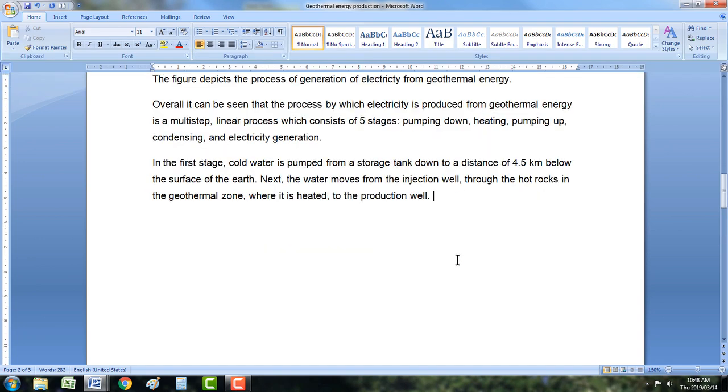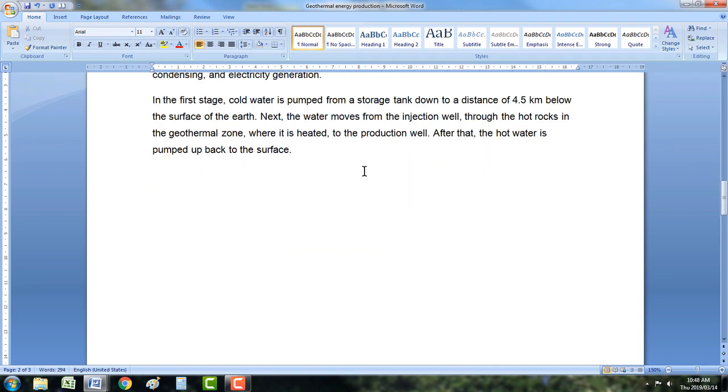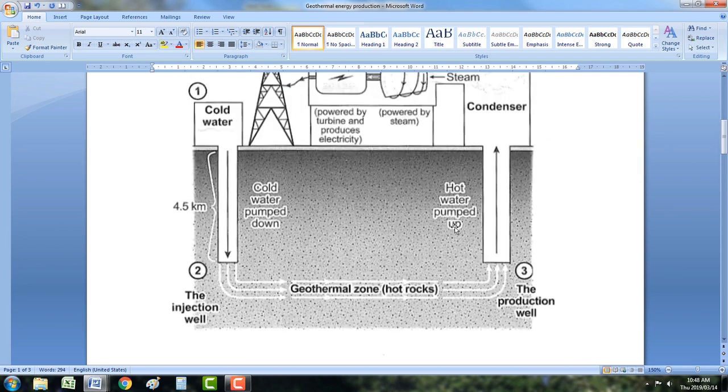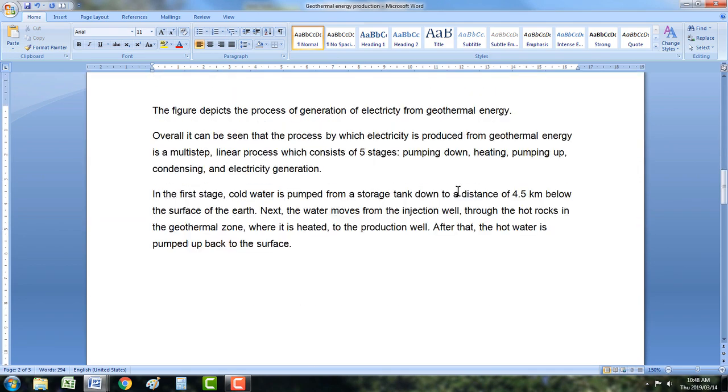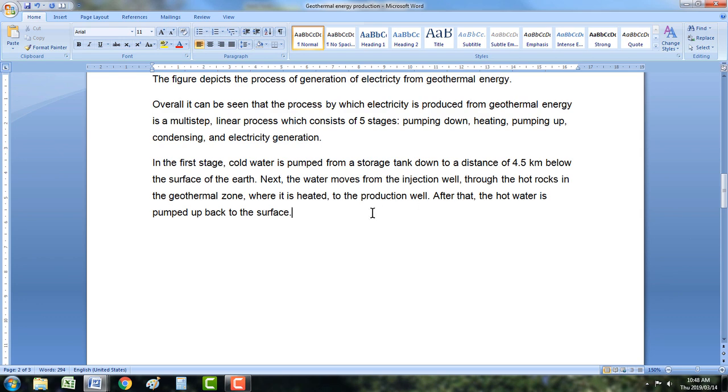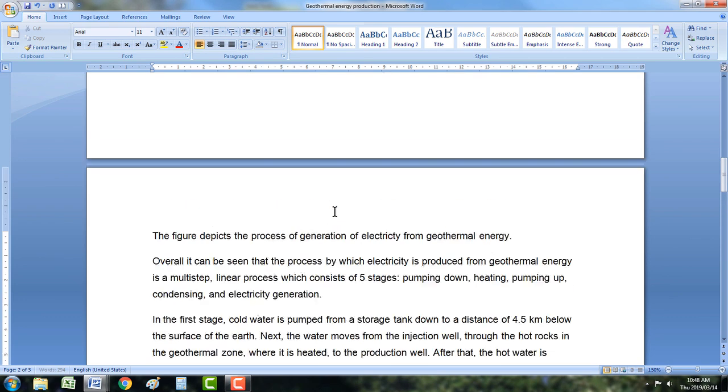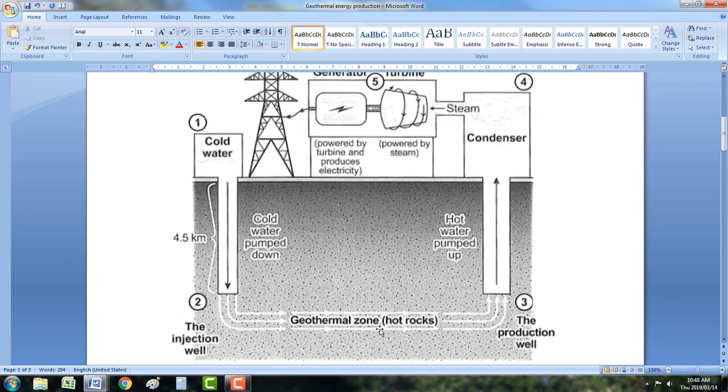Let's just go with after that. Right, so I said after that, the hot water, make sure I said hot water, is pumped back up to the surface. And I think that's a good place for us to start a new paragraph. So, quite simple so far. One sentence, one sentence, one sentence.